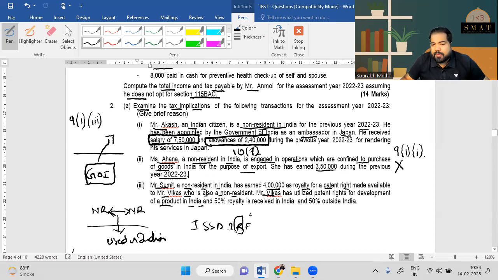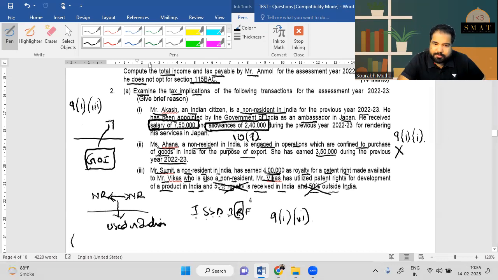So, under income deemed to accrue or arise, royalty, section 9(1)(vi) says that since it has been used in India, it will be taxed in India. How much will be taxed? The entire amount? Yes. Although only 50% royalty is received in India and 50% outside India, received we will not see, because used in India, the entirety will be taxable.